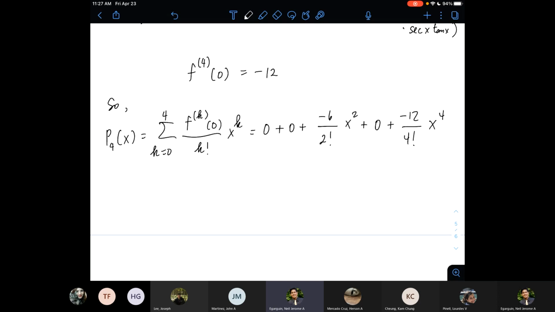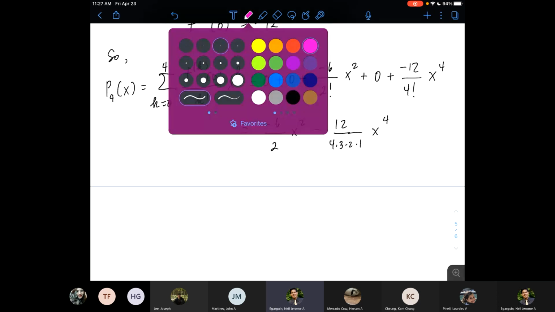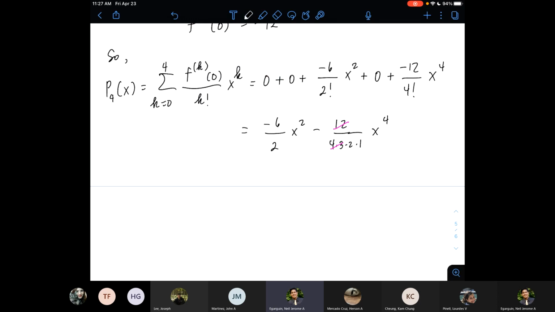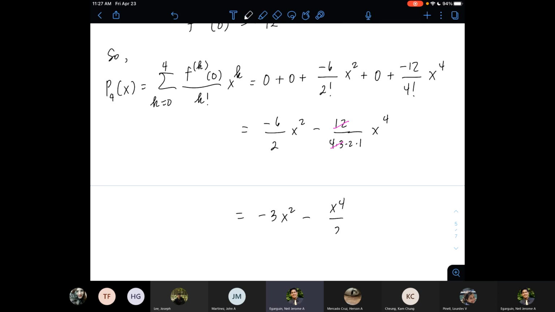And then we'll just need to simplify. So this would be what? Negative 6 over 2 x squared. I just expanded 2 factorial. And then minus 12 over, what is 4 factorial? 4 factorial is 4 times 3 times 2 times 1, over x to the 4th. I see 12s in here. So upon simplification, this is just minus 3x squared minus x to the 4th over 2. I hope I did the calculations right. Let me see. Minus 3x squared minus 1/2 x to the 4th. So I guess option E is the right one here, right? Provided I did all the arithmetic correctly. So hopefully I did. So any questions?